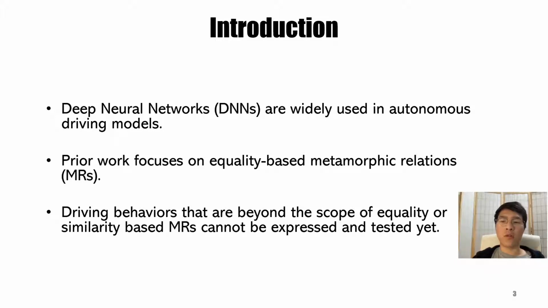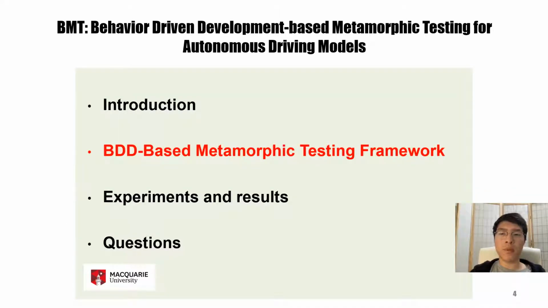For example, traffic rules regulate many conditions where the vehicle should decelerate when meeting pedestrians or traffic signs. Now, no techniques leverage such driving behaviors to generate input images and check the problems of driving models. In this paper, we propose a declarative metamorphic testing approach called BMT, which enables domain actors to specify custom behaviors using a behavior-driven development-based domain-specific language. Then, corresponding metamorphic relations are created, and meaningful test cases are generated to evaluate autonomous driving models.